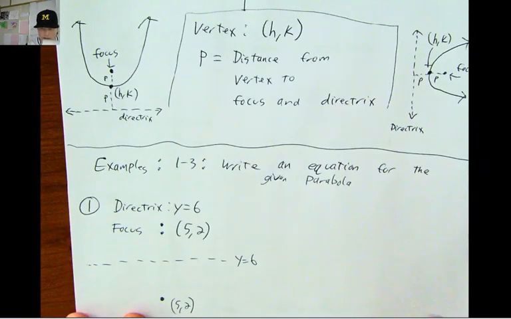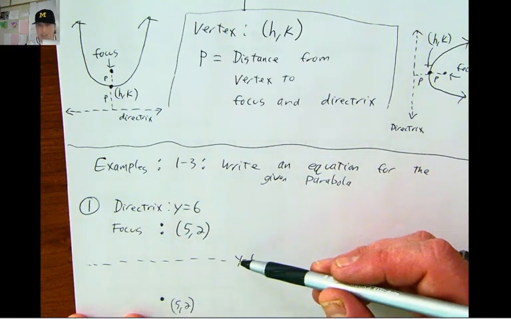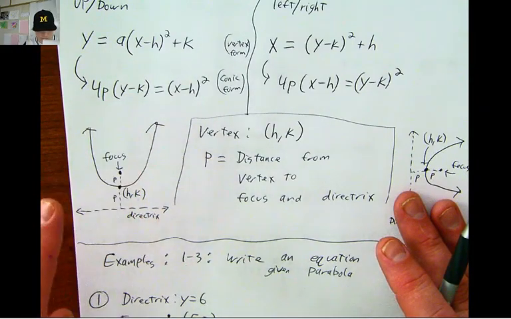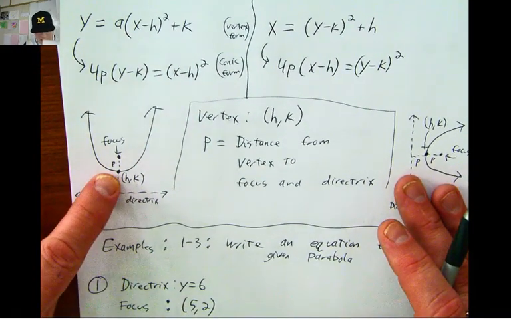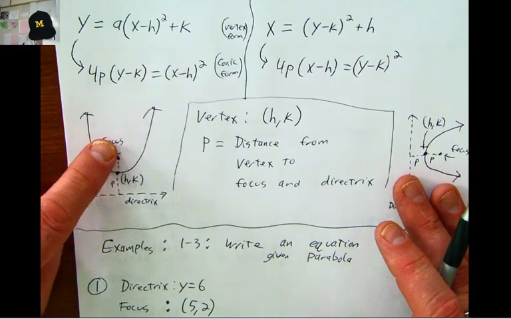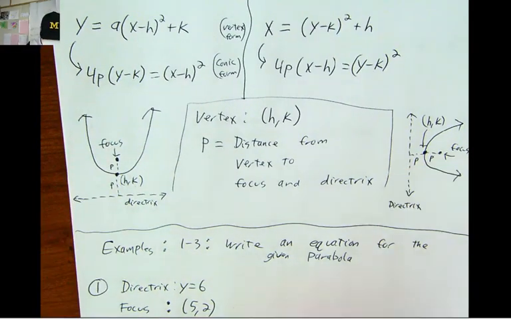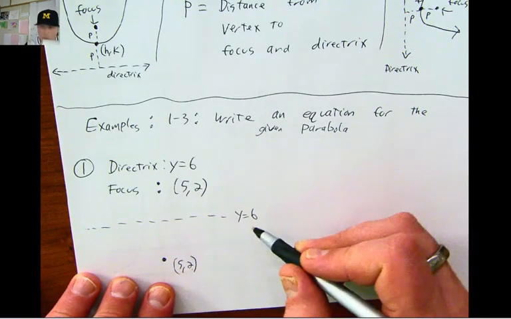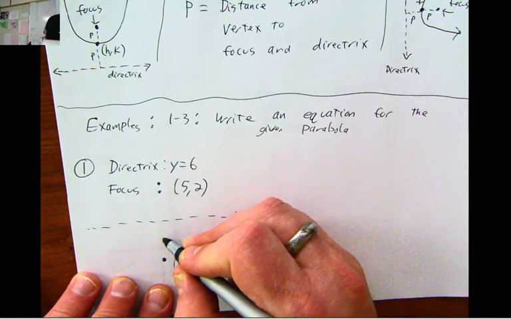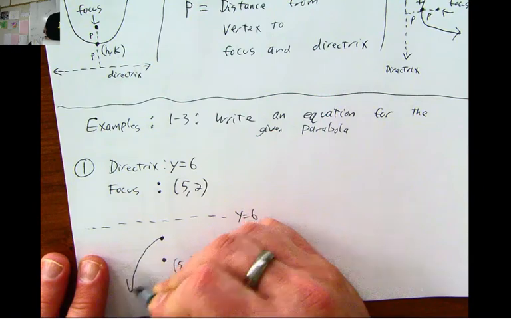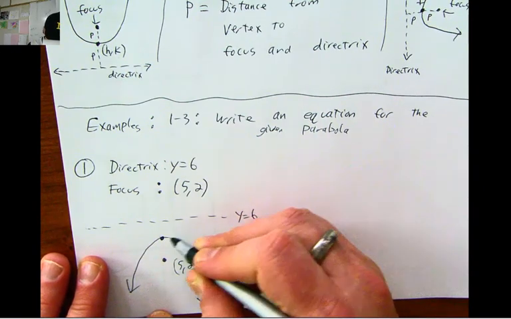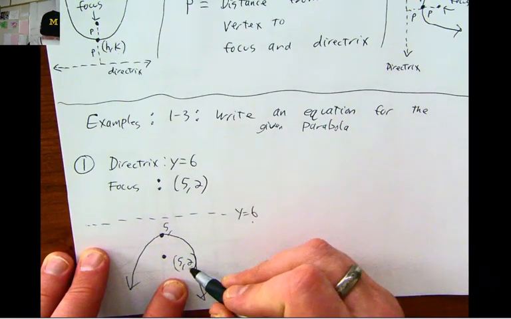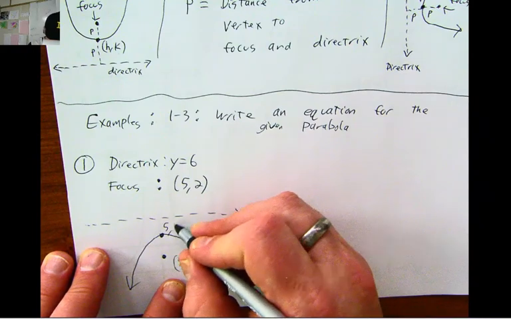Because we have a horizontal directrix, this is going to be an up or down parabola, so I'm going to be using this form of the equation. And I know that the vertex is halfway in between the focus and the directrix. My focus has a y-coordinate of 2, whereas my directrix has a y-coordinate of 6. That means that the vertex must be right here, with the same x-coordinate, 5, and the y-coordinate, halfway in between 2 and 6, is 4.